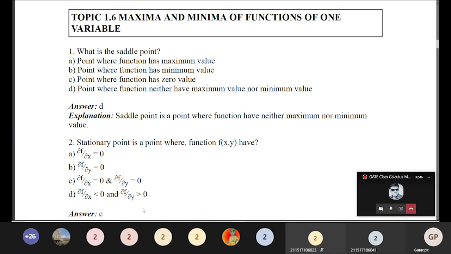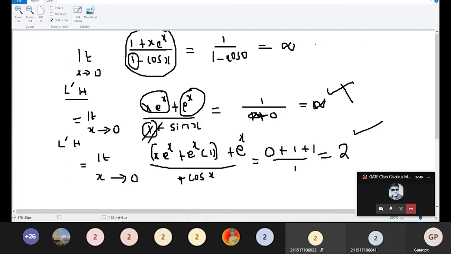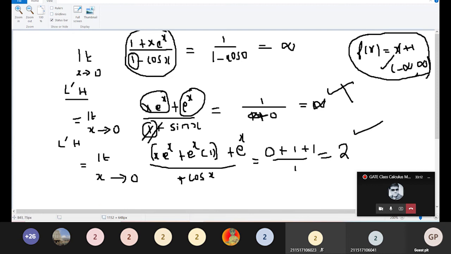For example, if we have f of x equal to x plus 1, this is the function. If you are given this range, there is no maximum value and no minimum value, correct or not? So for this function, this point is a saddle point, like that.